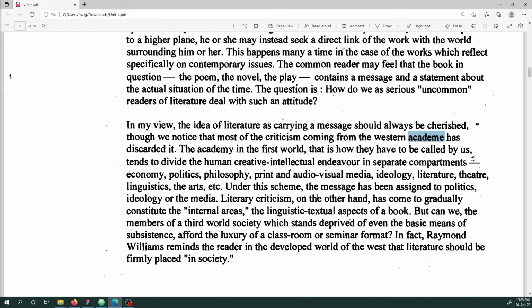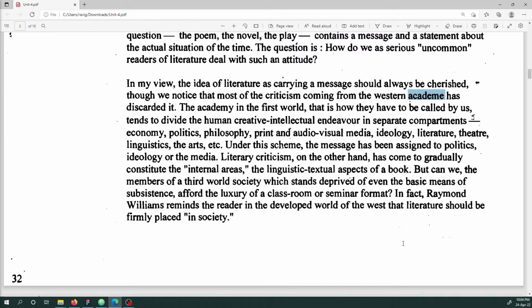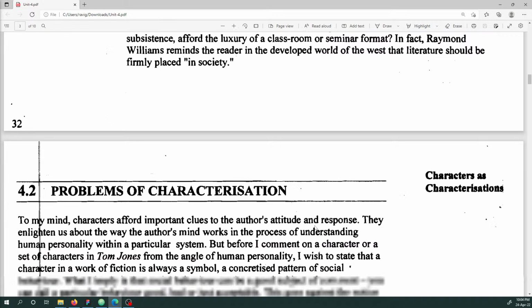Literary criticism, on the other hand, has come gradually to constitute the internal areas, the linguistic textual aspects of a book. But can we, the members of the third world society, which stands deprived of even the basic means of subsistence, afford the luxury of a common room or seminar format? In fact, Raymond Williams reminds the reader in the developed world of the West that literature should be firmly placed in the society.